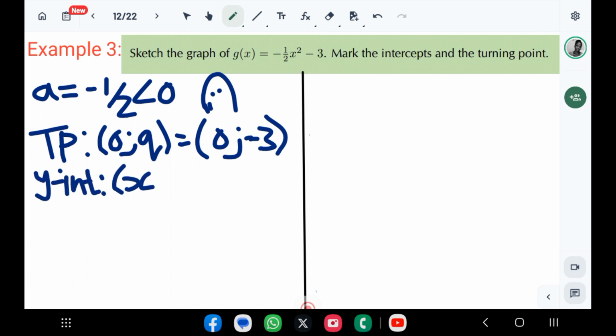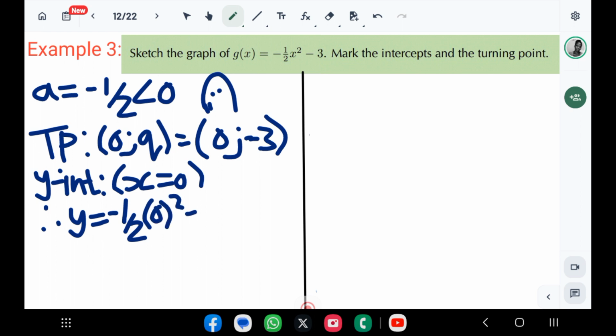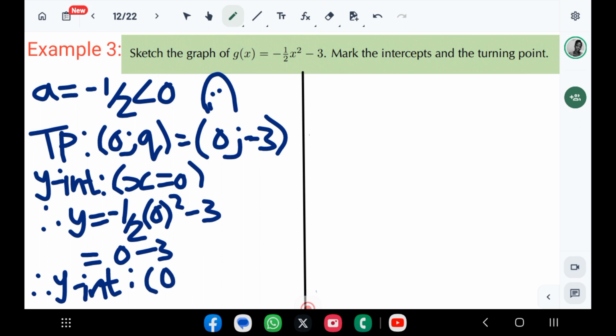We make x 0. Therefore, y equals minus half 0 all squared minus 3, which equals 0 minus 3. Therefore, the y-intercept is the point (0, -3).